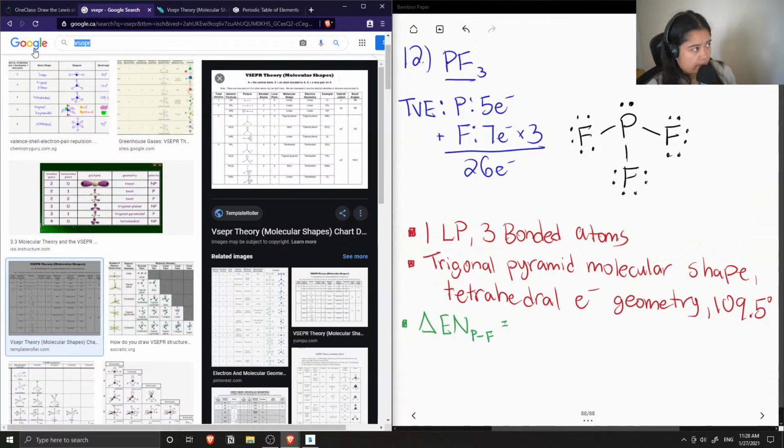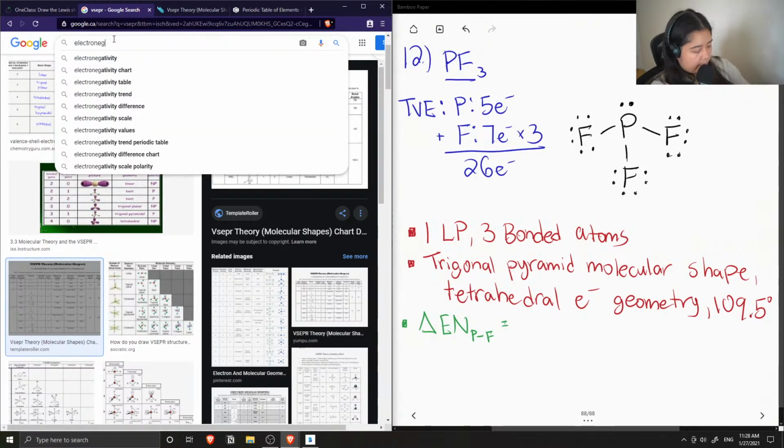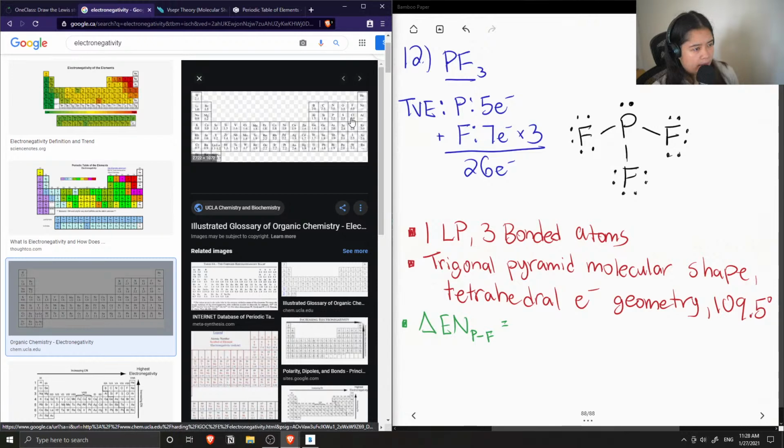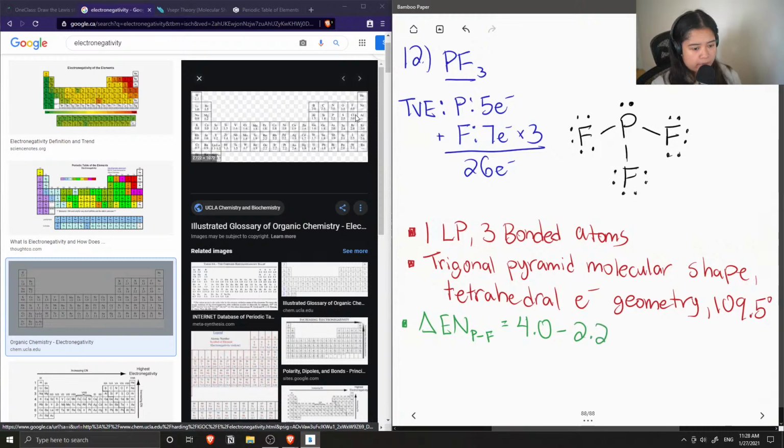So let's look up the electronegativity values. And fluorine has an electronegativity of 4. And phosphorus is 2.2. Okay, so now if we were to find out the difference in electronegativity, it would be 1.8. And I'll just write over here.